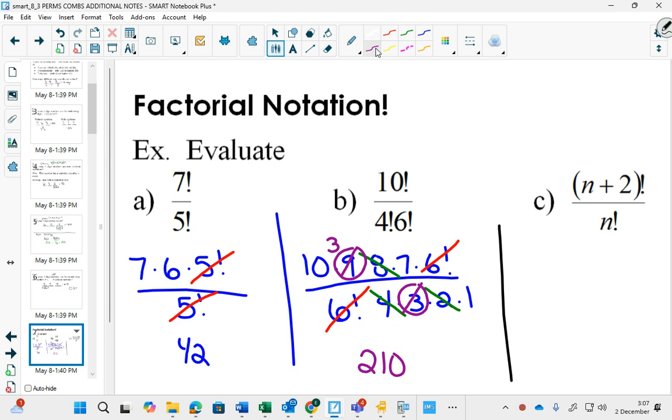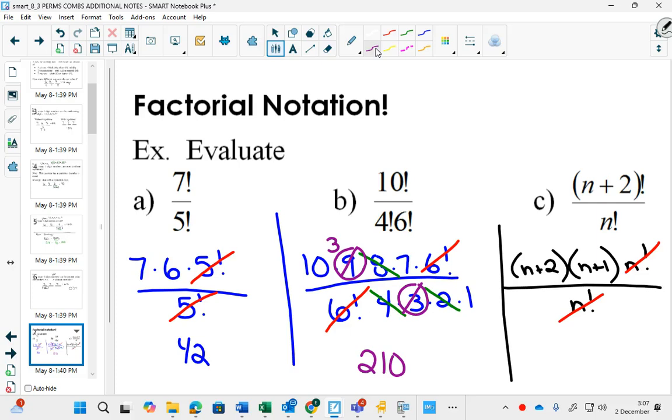When you get to variables, it's the same idea. But sometimes it's a little hard to see which one's bigger. Okay, n plus 2 or n, which one's bigger? n plus 2. So if we expanded our bigger one, what's 1 less than n plus 2? n plus 1. What's 1 less than n plus 1? n. And when I get to n, I'm like, woohoo! Can cancel those out. And I'm just left with n plus 2 and n plus 1.